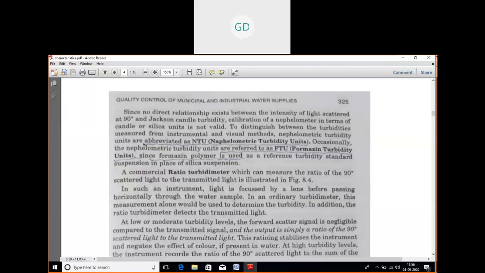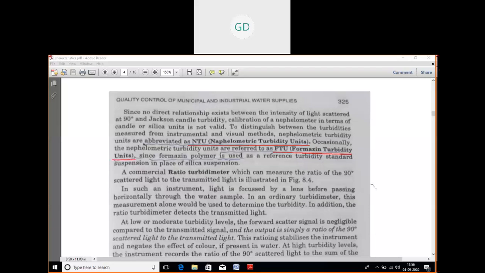So you see, nephelometer is the name of the turbidity meter, number 3, and the unit for your nephelometer is NTU. The full form of NTU is Nephelometric Turbidity Unit. And sometimes this NTU is also referred to as FTU, which is the full form of Formazin Turbidity Unit.